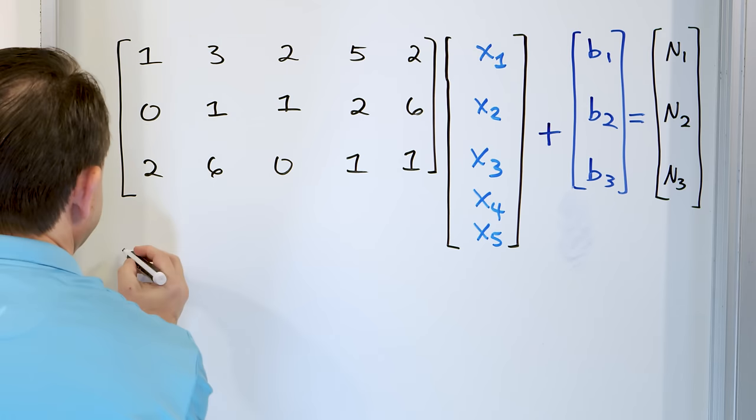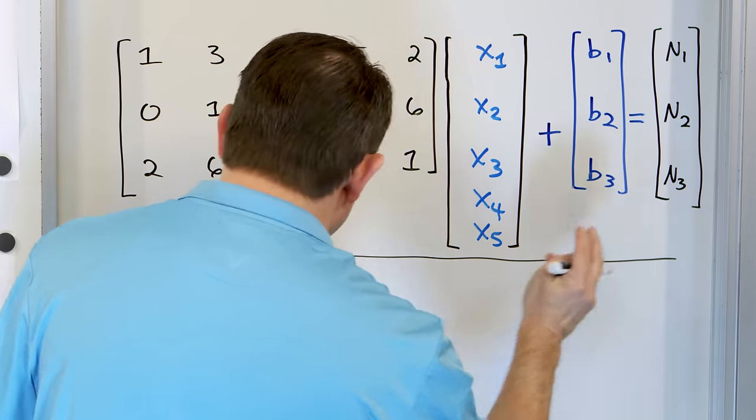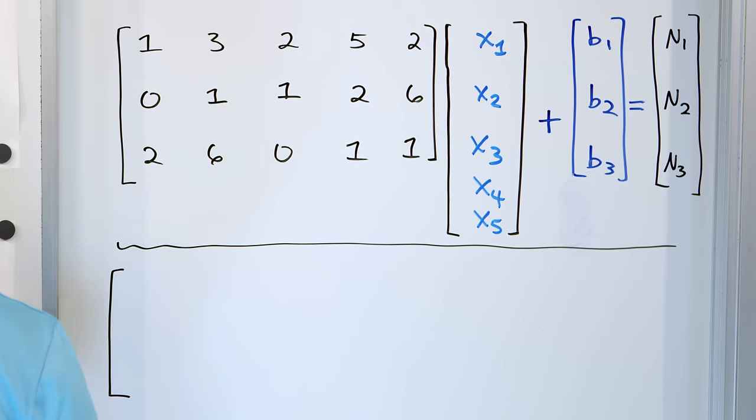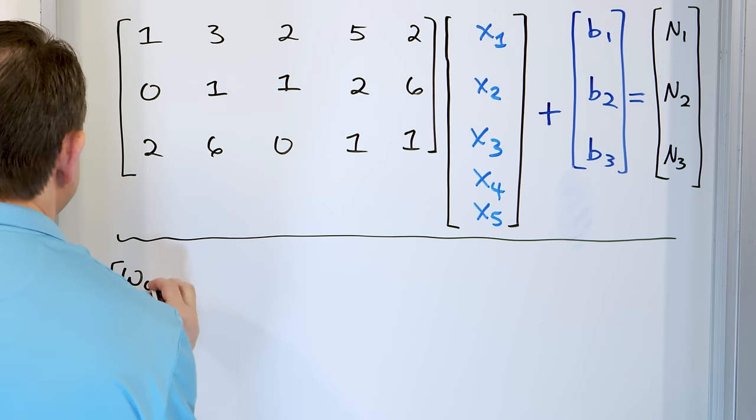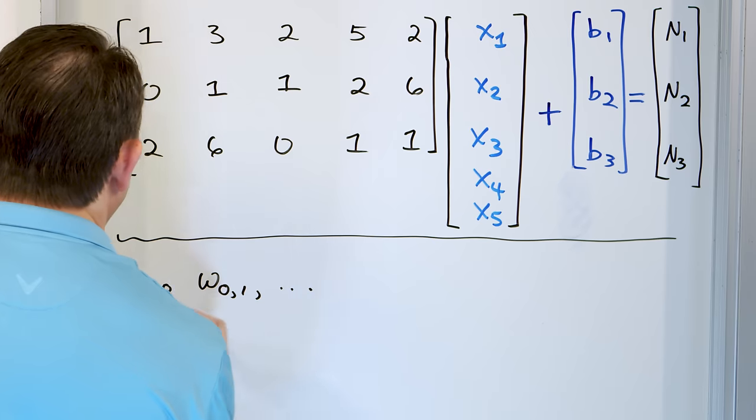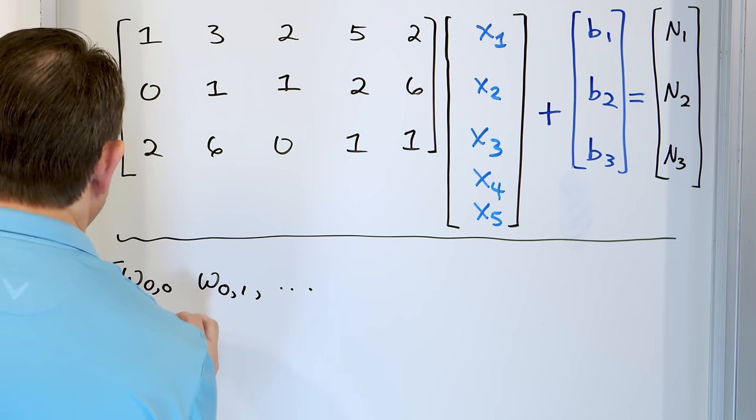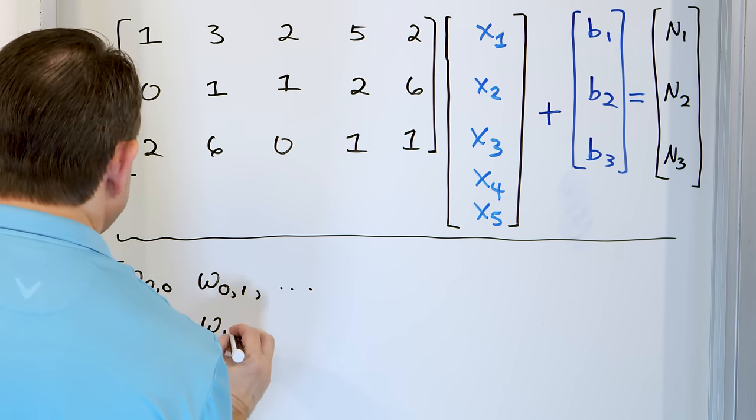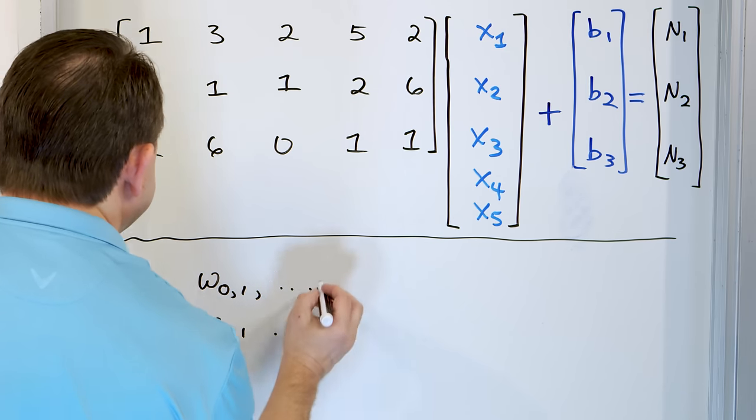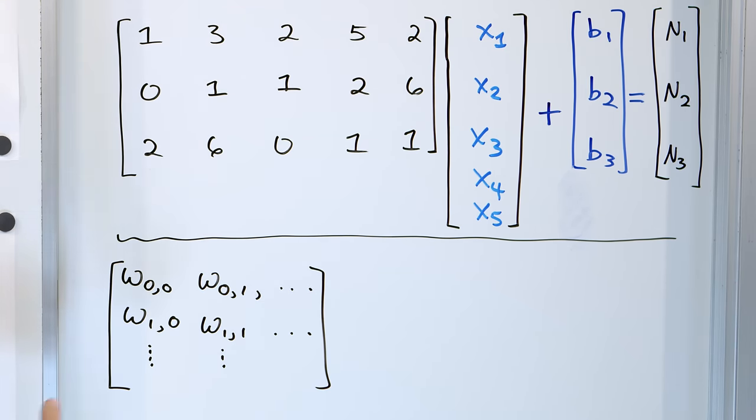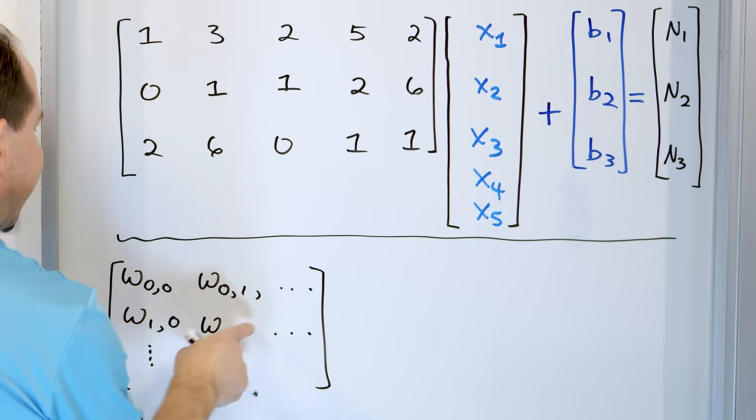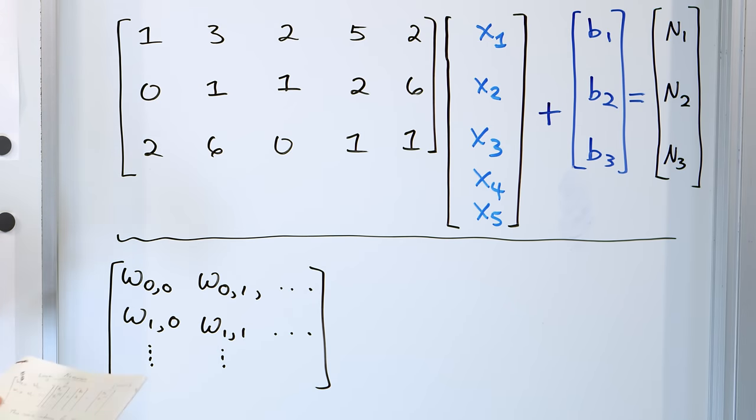If you were really looking in the literature, then what you would really see is something like this. You would see a matrix here, and this matrix would be full of weights. Weight 0, 0. Weight 0, 1. Dot, dot, dot. Weight 1, 0. Weight 1, 1. Dot, dot, dot, and then you have dot, dot, dot down here, and dot, dot, dot down here, and this would make the weight matrix. See, I put numbers here to make it easy to understand, but this is what you would see in the literature. These are just the different weights that are the connections between the neurons.